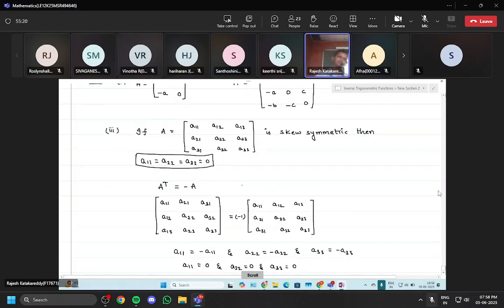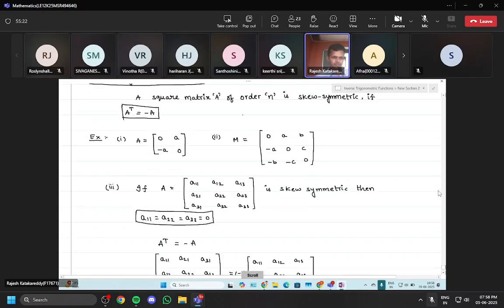For that, please observe here. In second order, we are just filling the elements in the upper triangle. Diagonal is 0, lower triangle is the image of the upper triangle, times minus 1. Same thing in order 3. A, B, C is the upper triangle. Lower triangle is minus A, minus B, minus C, automatically filled. Diagonal is 0. Correct?